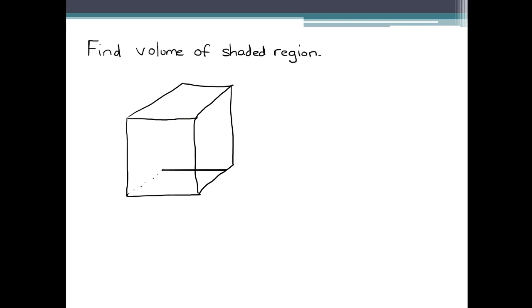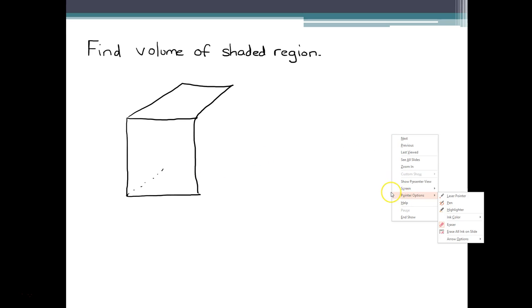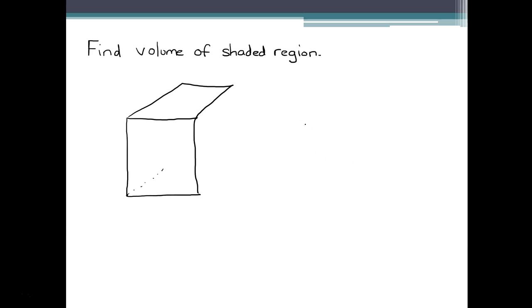Yeah, I don't want that line there. I'm trying to draw a box. Goodness gracious, why does it do this to me? Okay.